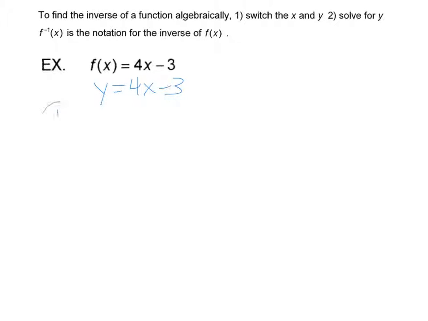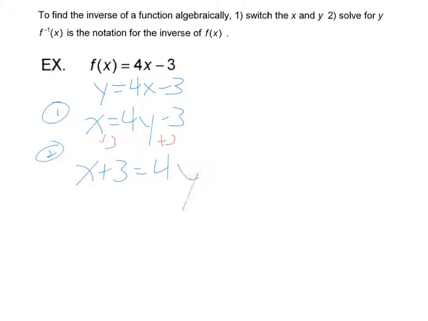Step 1 is to switch the x and the y. So now I write x equals 4y minus 3. And step 2 now is to get the y by itself. So let's add the 3 and then divide everything by 4.